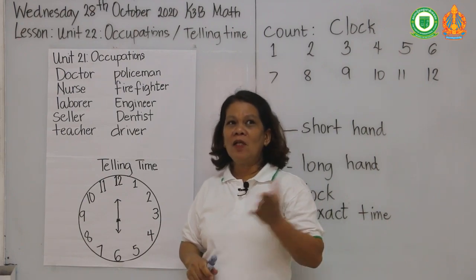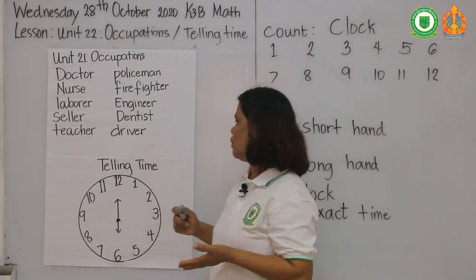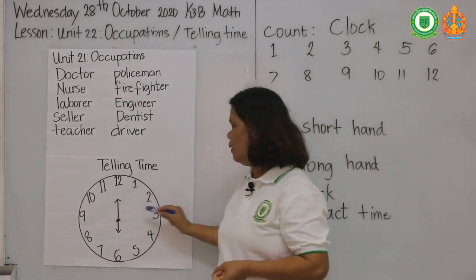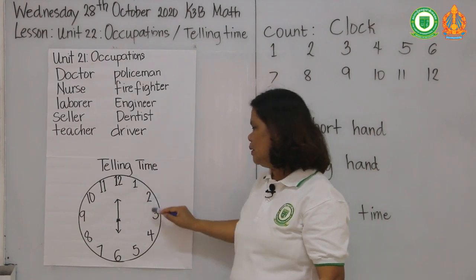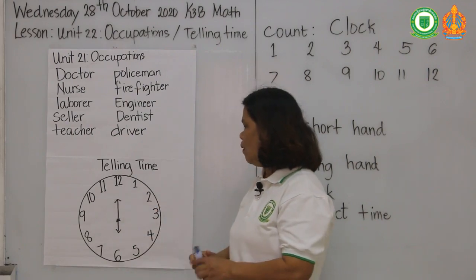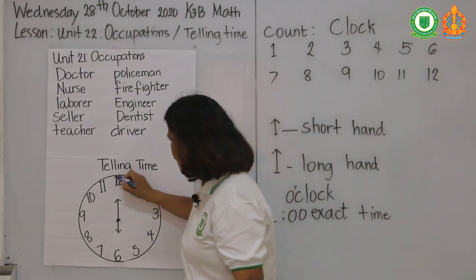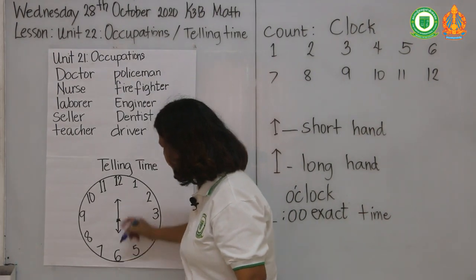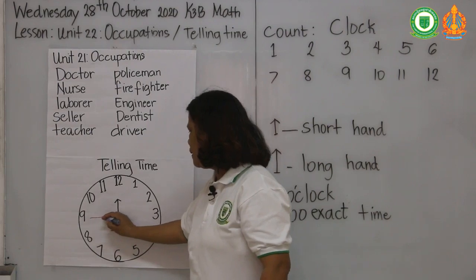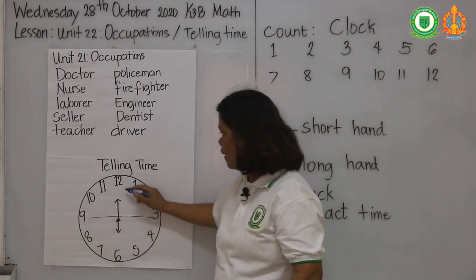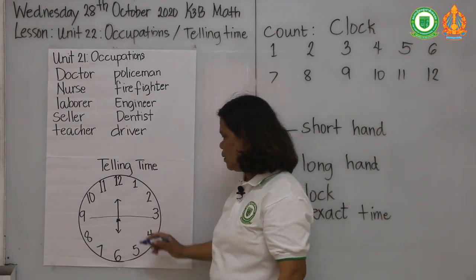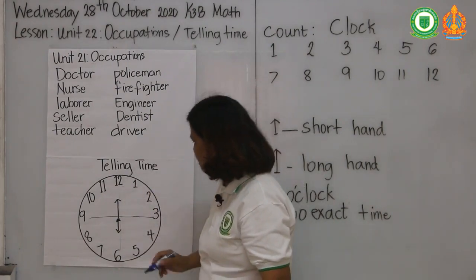Okay, so if you have a clock, you can see the numbers of a clock, 1 until 12. Okay, 1, 2, 3, 4, 5, 6, 7, 8, 9, 10, 11, 12. Okay, so you can see here that 12 is opposite number 6. Okay, so 12 and 6 are opposite, and also 9 and 3, they are opposite also. Okay, so they should be arranged like this. Okay, alright, so they should be at the same place.